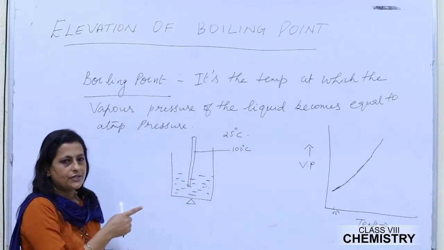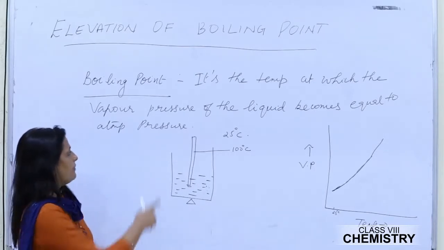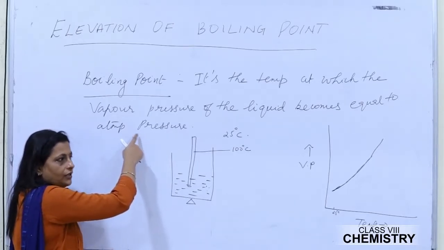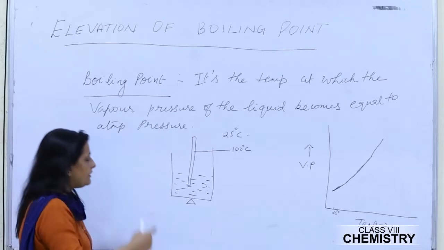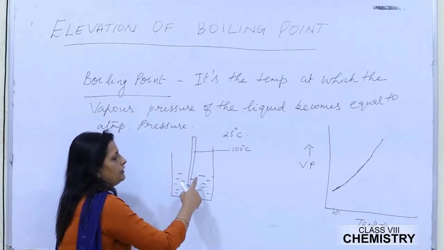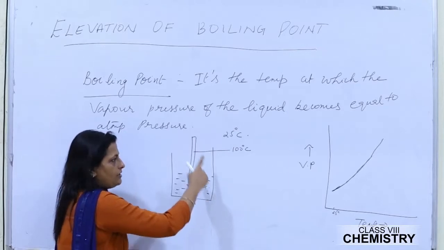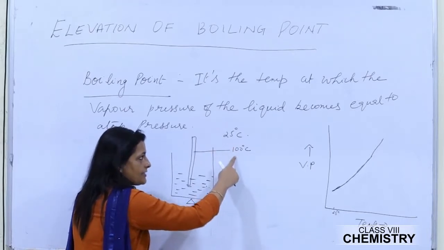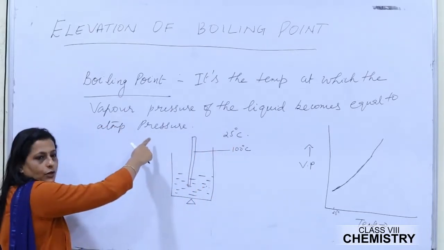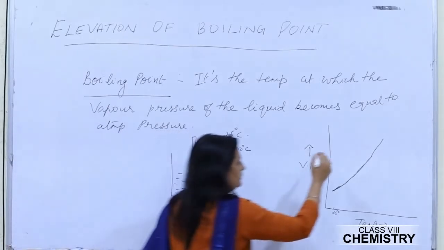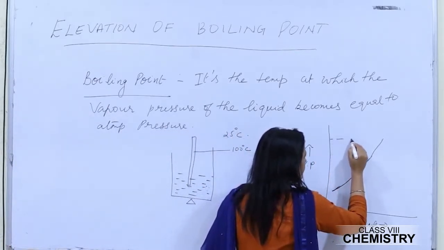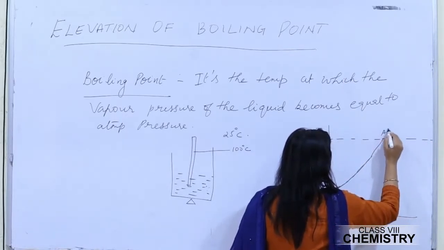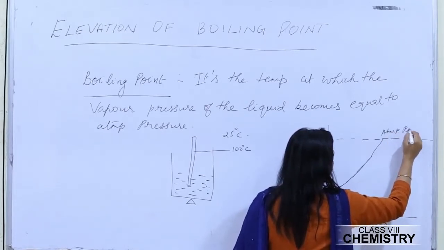Why is the temperature in the thermometer remaining constant? Because the vapor pressure of water has become equal to what? Atmospheric pressure. Once the pressure becomes equal, even if you go on supplying heat, the water will not further boil. So that's the reason why we say the boiling point of water is 100 degrees C. At 100 degrees C, the vapor pressure of water is equal to atmospheric pressure. So this is 100 degrees C. So this is atmospheric pressure. This dotted line represents atmospheric pressure.